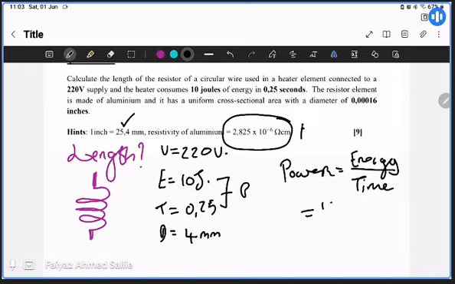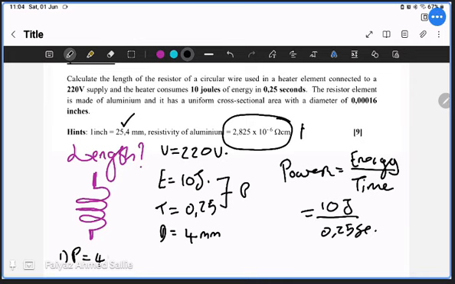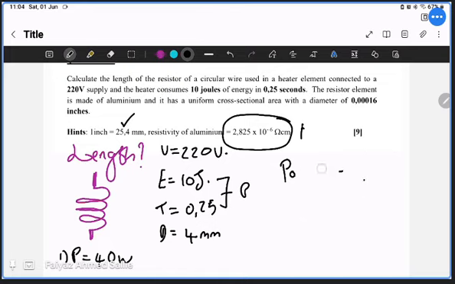So the energy is 10 joules over time, which is 0.25 seconds. And then we have a power of, let me just say 10 over 0.25. So our power is equal to 40 watts. So that is our power.